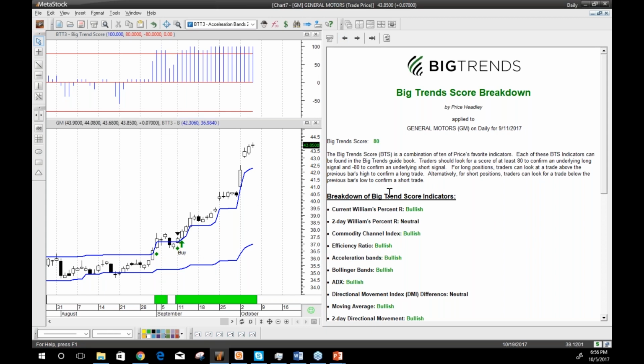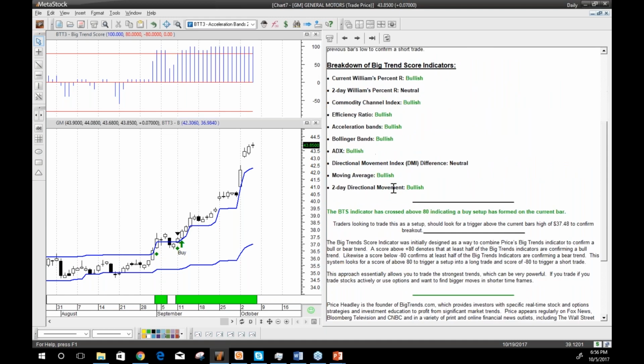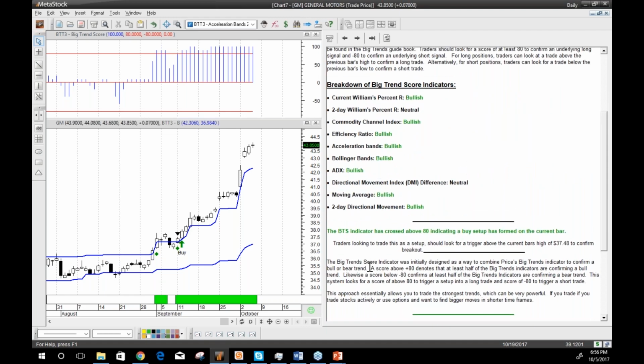Okay? Because this was actually a setup and not the actual trigger that got you into the trade. So on this particular day, the score was 80. And if we scroll down a little bit, you get this breakdown. The BTS indicator has just crossed above the 80, indicating a long buy setup has formed on the current bar.